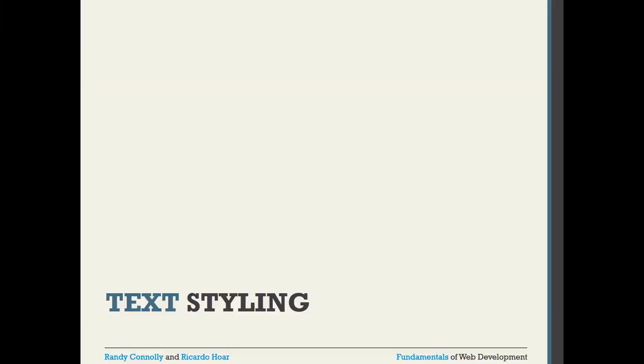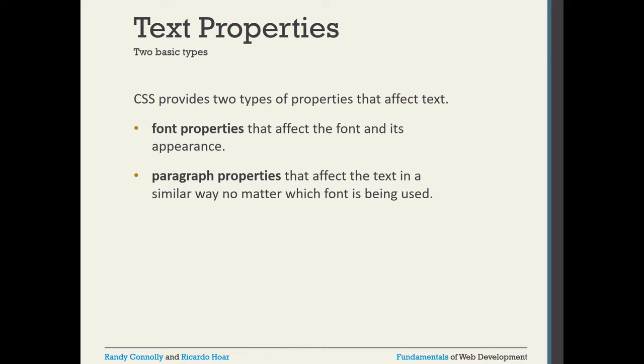In this video, I will discuss text styling. Whenever you are talking about text styling, there are two types of properties which affect the text. The first is called font properties, and the other is called paragraph properties. Font properties affect the font and its appearance, meaning how your font looks.